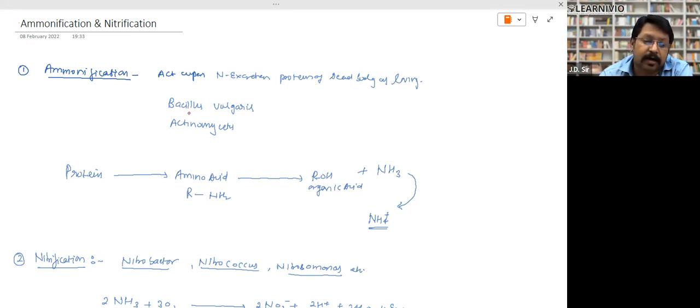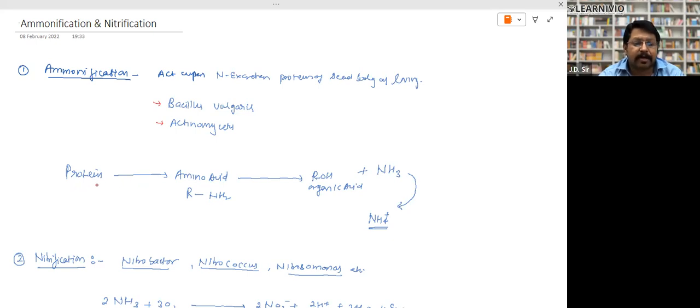So there are a few bacteria, Bacillus vulgaris and actinomycetes, right? Bacillus vulgaris and actinomycetes are two bacteria. They act upon nitrogen excretion, like urine, the excretory part, and from the dead body they produce ammonia. So look, protein is the component of either plant or animal, right? All the living organisms have protein.